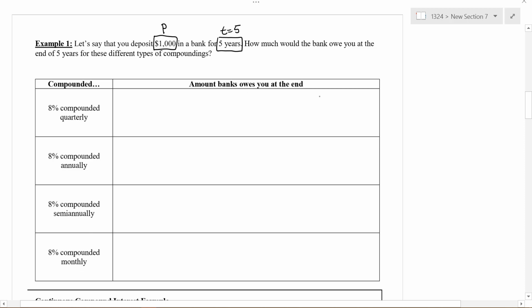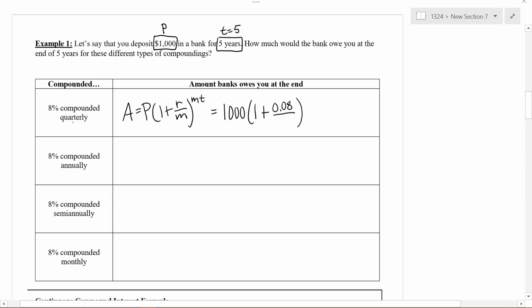All right, so we want to look at how much the bank owes at the end for these different types of compoundings. Okay, so our formula is A is equal to P times (1 plus r divided by m) to the mt power. Okay, so we want to figure out how much the bank owes us at the end. So we'll plug in our P value of 1,000. We'll have 1 plus our r. Our interest rate is 8%, written as a decimal, divided by m.